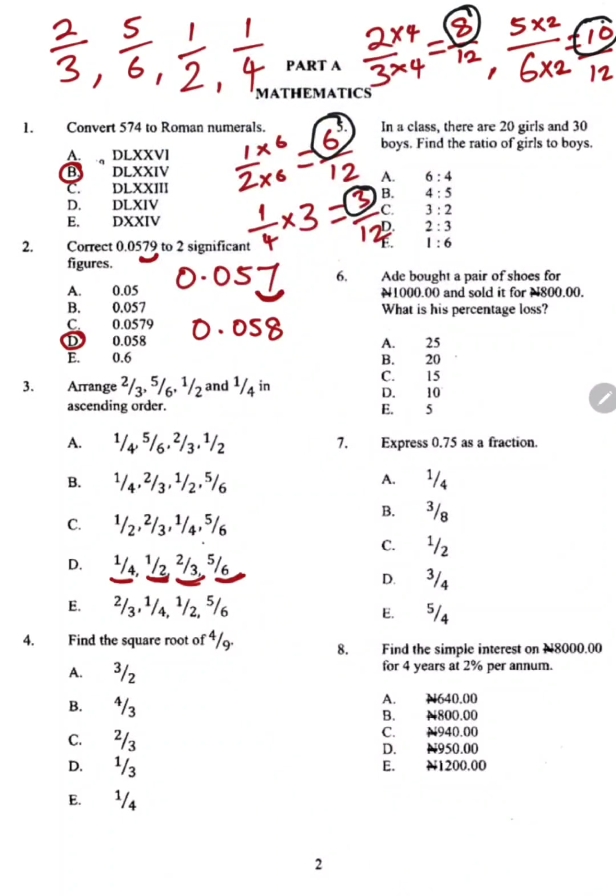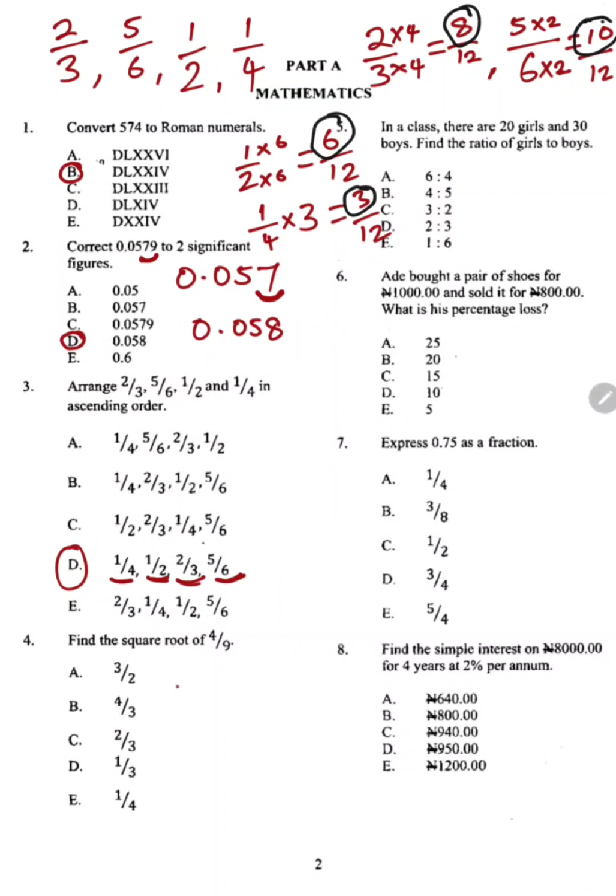Check off D. Okay, now let's move to number 4. For number 4, it says find the square root of 4 over 9. To do this, I'm going to first find the square root of 4, which is the numerator, and then find the square root of 9, and then bring it back to a fraction.